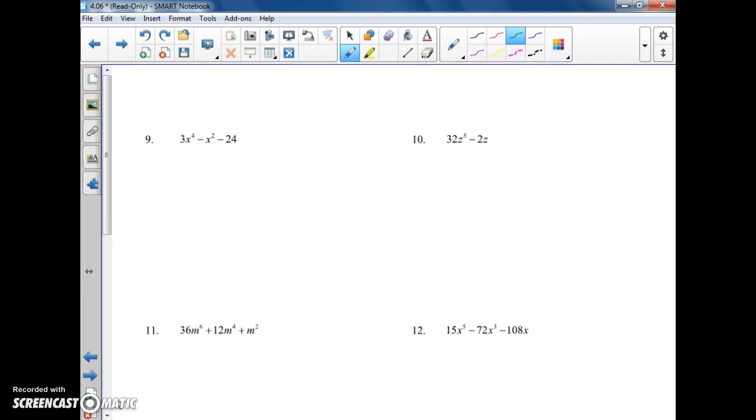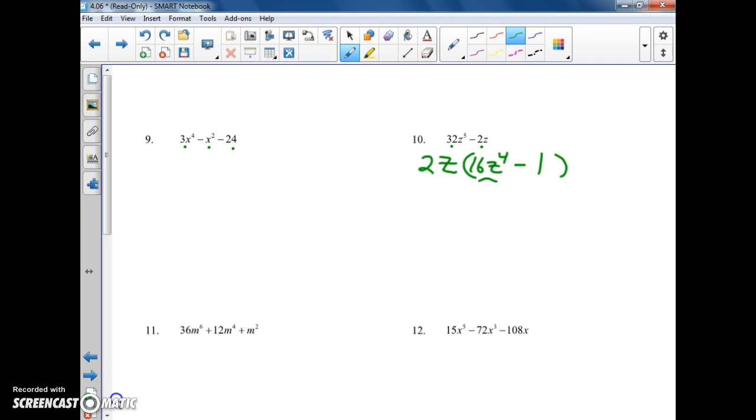Okay, so look, here's number 9. Now look, is there a common factor on number 9? No. So you're just going to go with that. Okay, but look at number 10. Is there a common factor on number 10? 2z. So the first thing you're going to do is take the 2z out of this. Now what are you left with? 16z to the 4th minus 1.